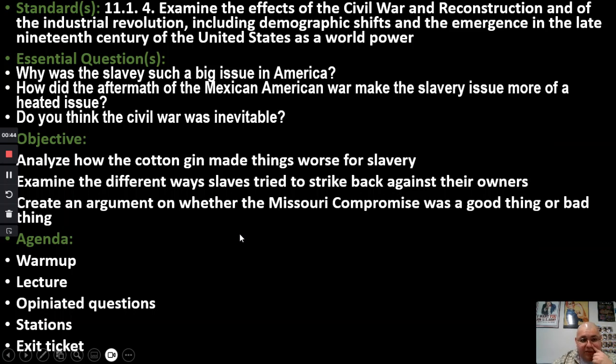So the objective today, we're going to analyze how the cotton gin made things worse for slavery. We're going to examine the different ways slaves tried to strike back against the owners. Because again, I've heard some students in the past who said things like, "Oh, if I was a slave, I would have done this, I would have done that. I wouldn't have been laying around like they were." I'm like, they didn't. So we're gonna look into that. And we're creating an argument on whether the Missouri Compromise was a good thing or a bad thing. Okay, so let's go ahead and get to the warm up.